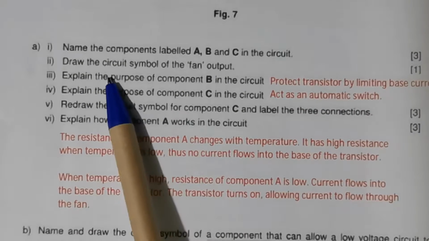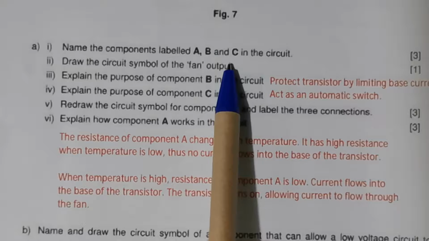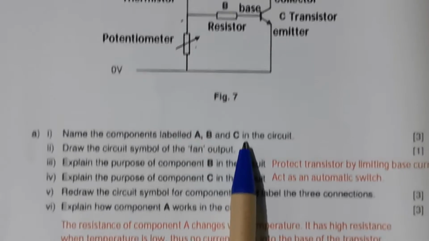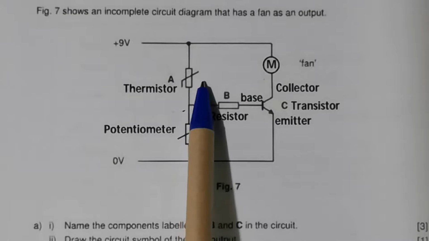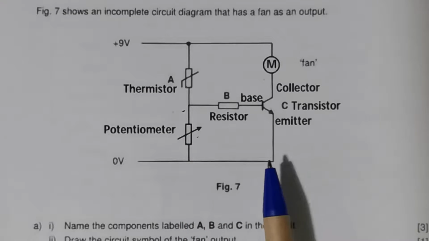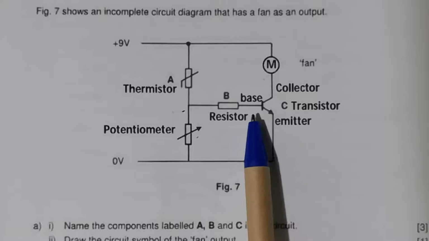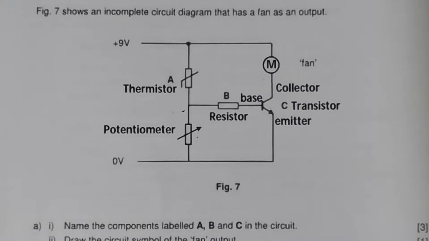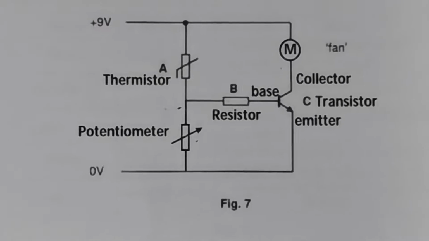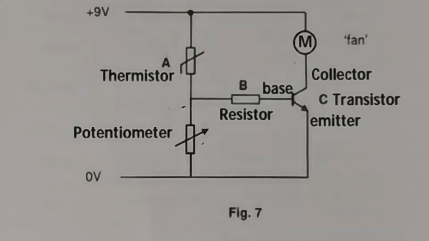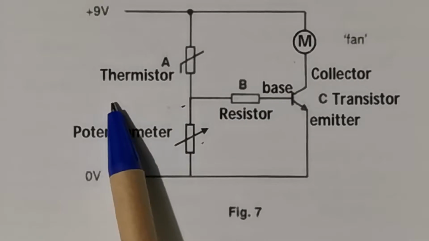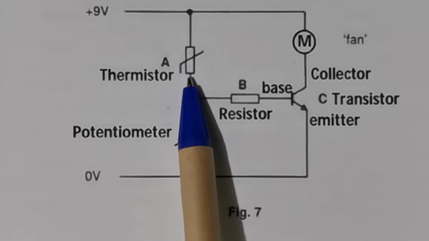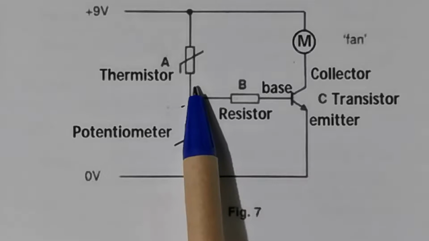Name the components labeled A, B, C, D. A is given. Component A was given, B also given, C also given. This thing and this thing is not given, I think. They ask you to name components A, B, and C. So A, very clear, is the thermistor. Thermistor. Please know the symbol.